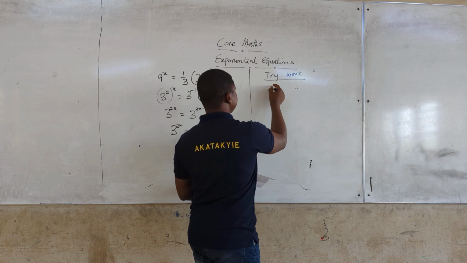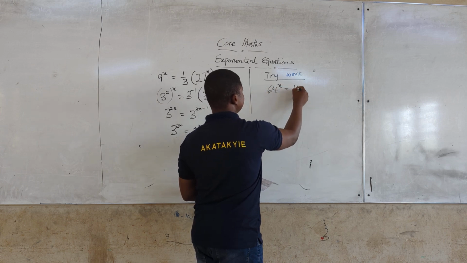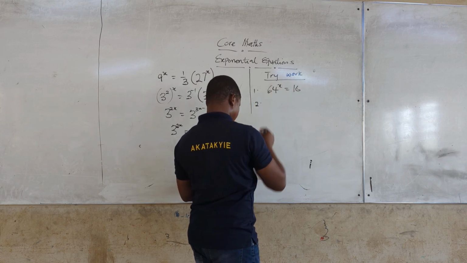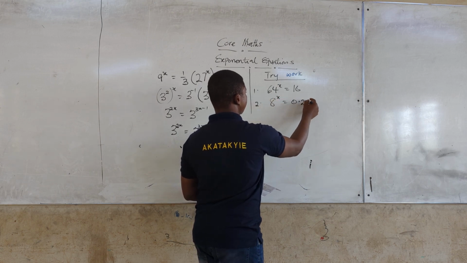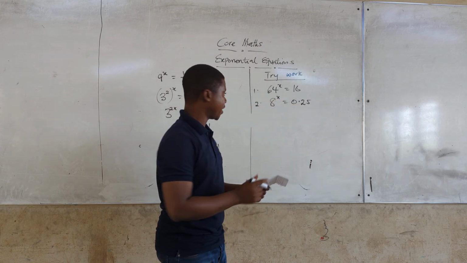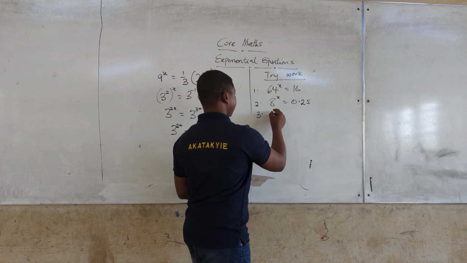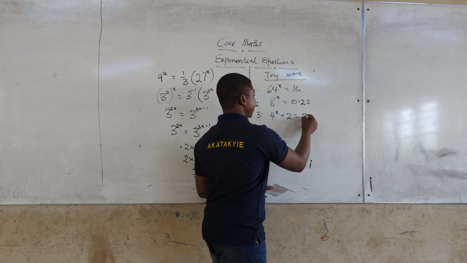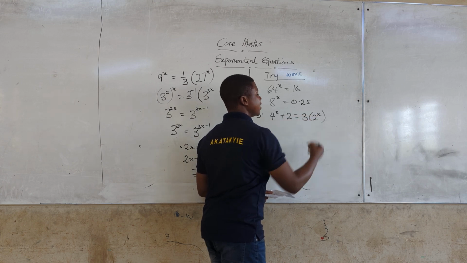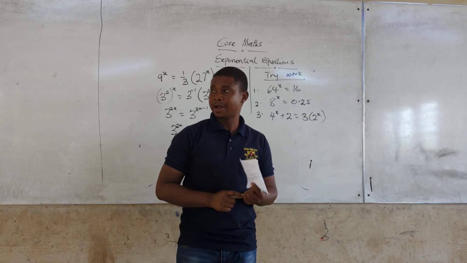We have 1. 64 to the power x is equal to 16. 2. 8 to the power x is equal to 0.25. 3. 4 to the power x plus 2 is equal to 3 into bracket 2 to the power x. So this is a try work we are going to try.